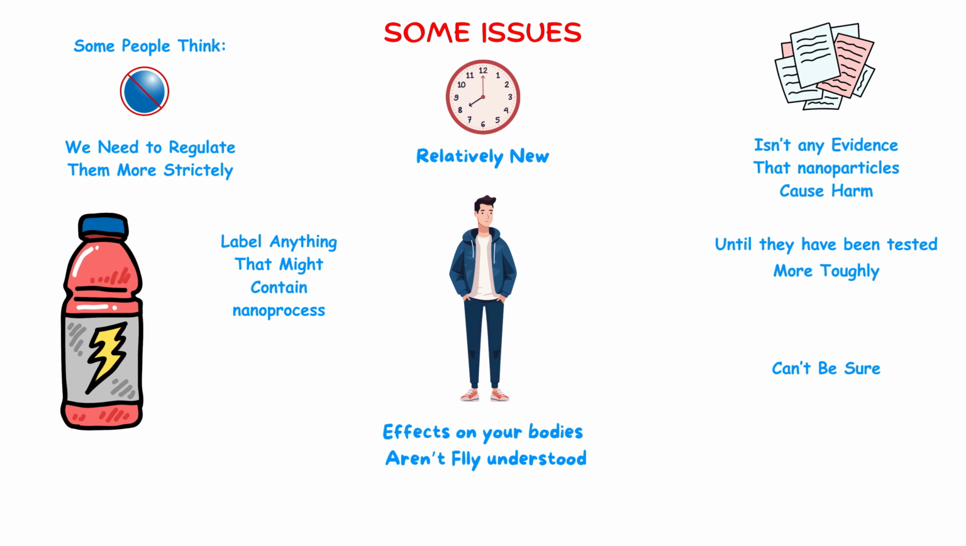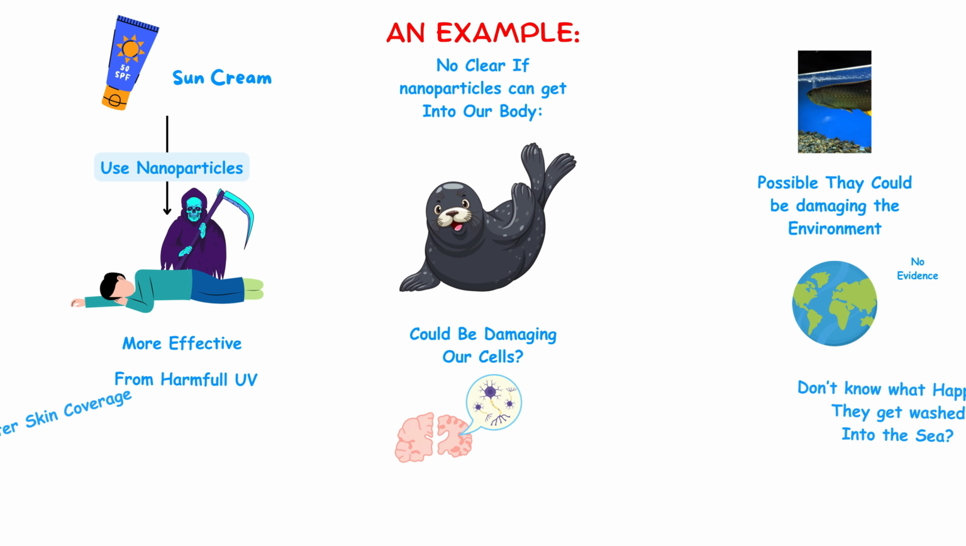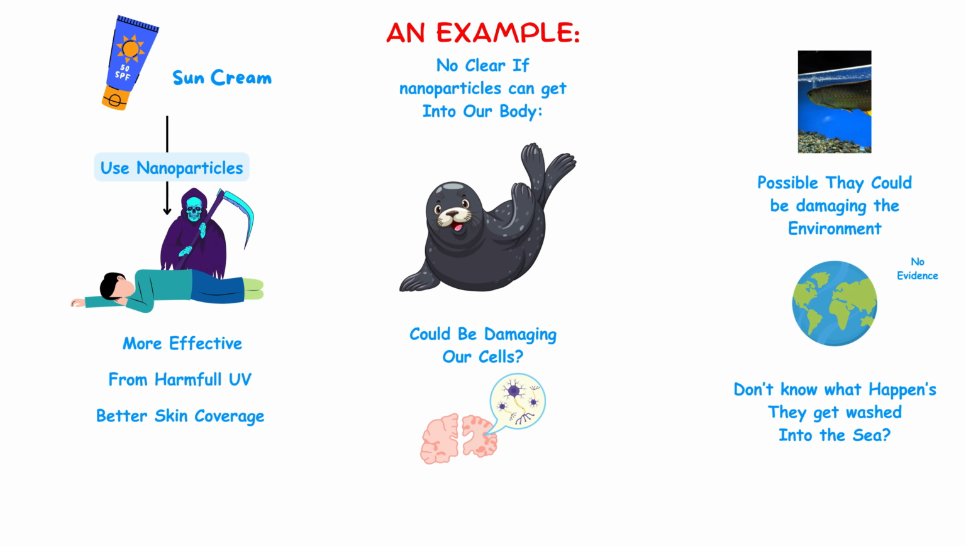As a result, some people believe that the use of nanoparticles should be more tightly regulated and that products containing them should clearly state so on their labels to help consumers make informed choices. One real-world example of this issue can be seen in sun creams. When nanoparticles are added to sun creams, they usually improve the effectiveness of the product because they provide better coverage and protection against harmful ultraviolet rays from the sun.